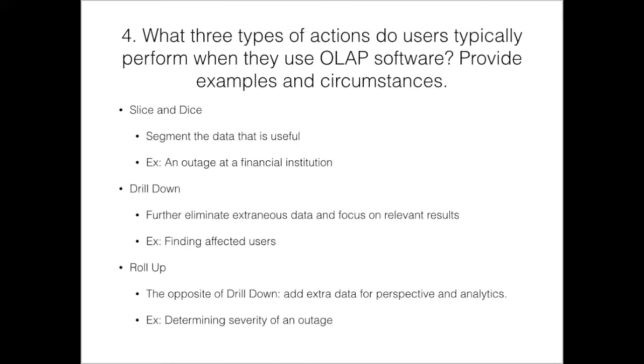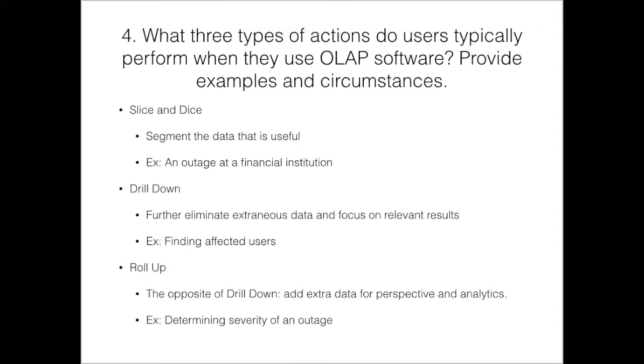And a great example of this would be an outage at a financial institution. In this case, let's say a financial institution has an outage. They could slice and dice the data to find the affected users and merchants within that time period. They could then use this data to notify the users and merchants that there was an outage and that the users or merchants could attempt to make their payments again. So slicing and dicing is very useful in this circumstance because the institution only wants to notify those users and merchants that were affected. It doesn't necessarily want to notify or get information about other users, merchants, and transactions that were not a part of this particular outage. So slicing and dicing would be very useful for that situation.